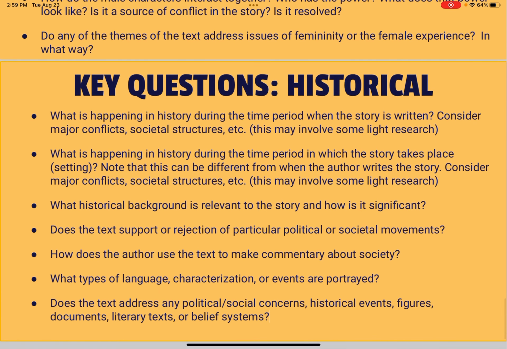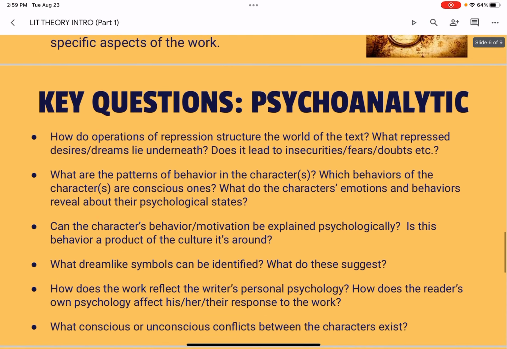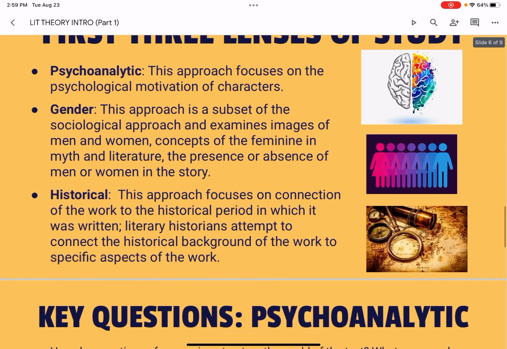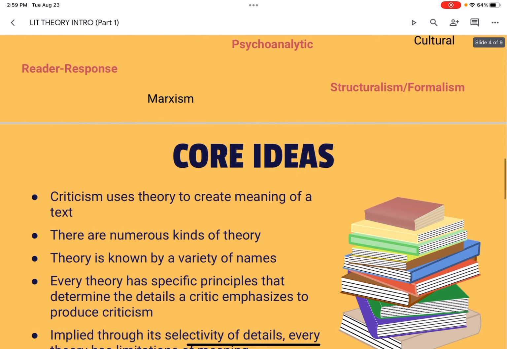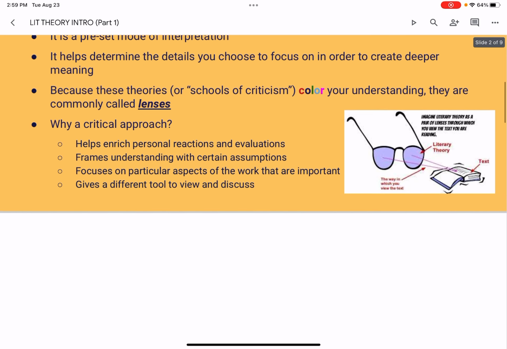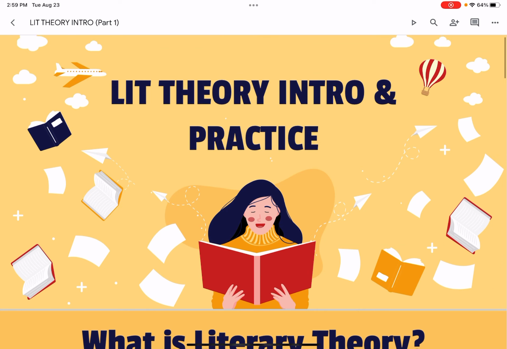It can be the exact same symbol, but how you're reading it and answering those questions while looking at that symbol can really change the theme. It can change your understanding. It can change your analysis. So you want to be thinking about not only how these lenses work independently, but also how they can work together to deepen your understanding of a text. And that is literary theory.